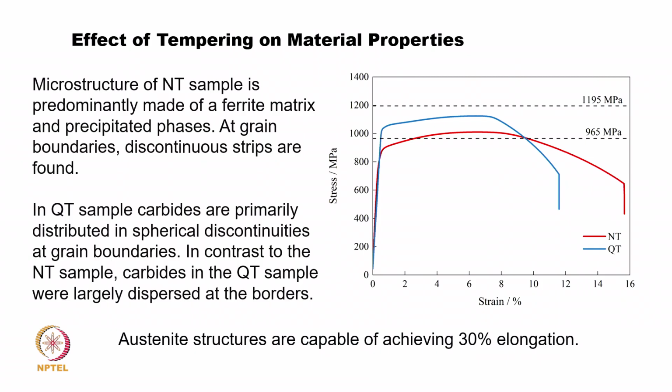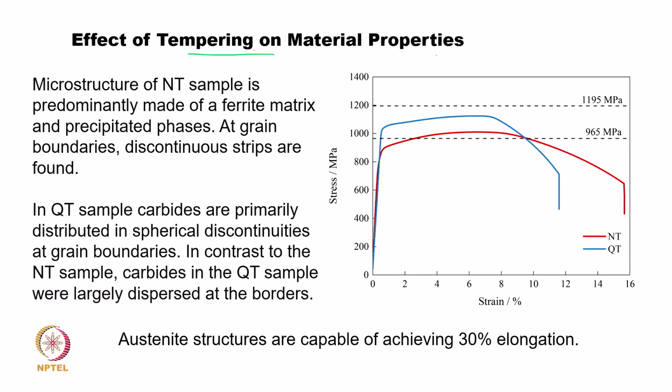Now, if I want to look at this from a property point of view, we should compare the properties. What we are saying is the effect of tempering on material properties. This graph has been shown as strain versus stress, and the blue color is the QT, which is able to sustain higher stress. That means, naturally, the strength of the QT is on the higher side compared to the NT, but the elongation of the NT is on a higher side compared to the QT.